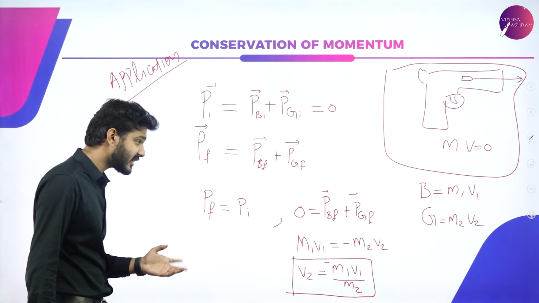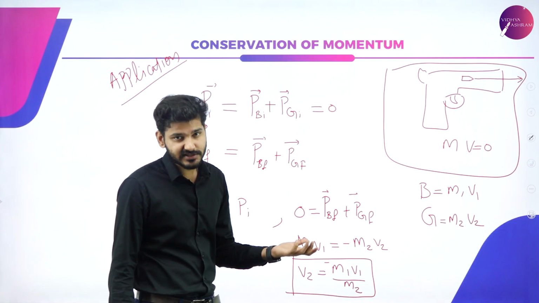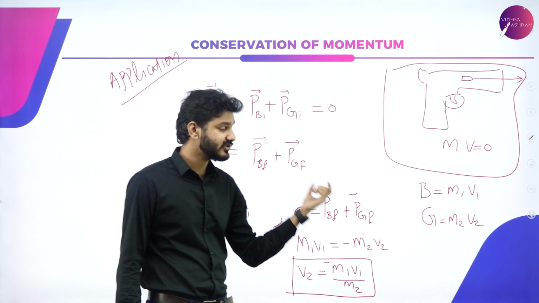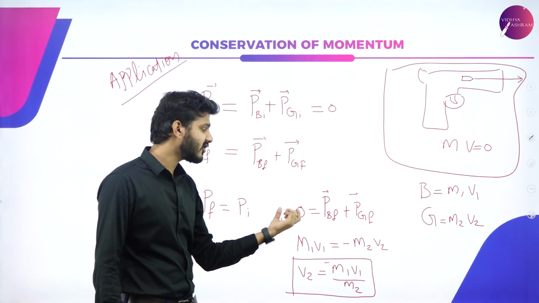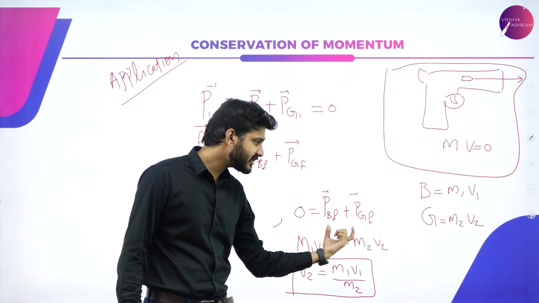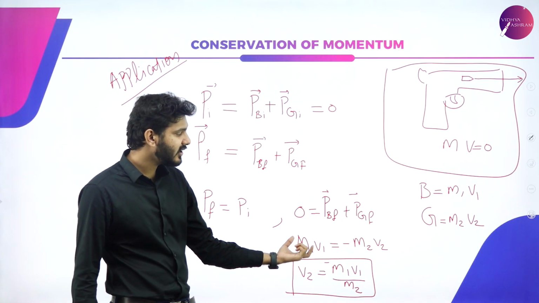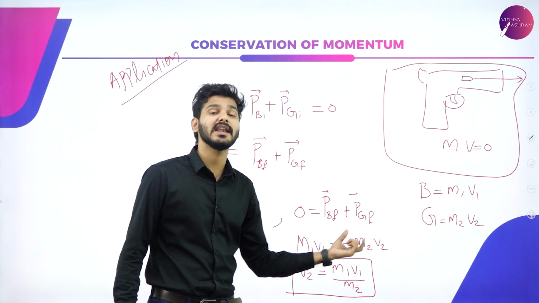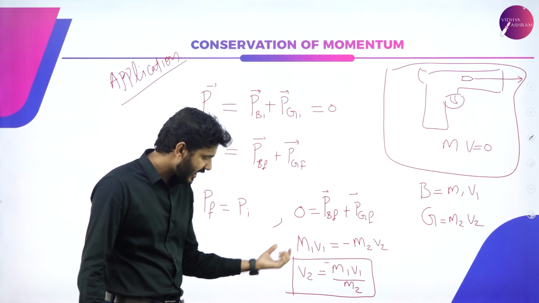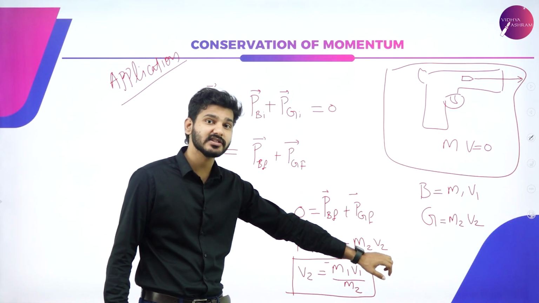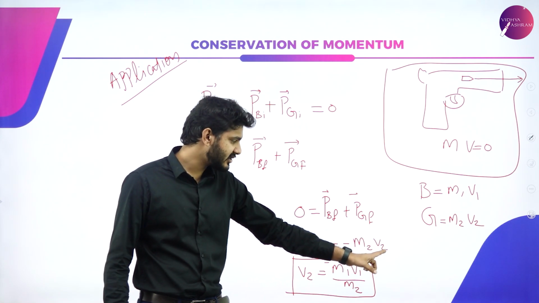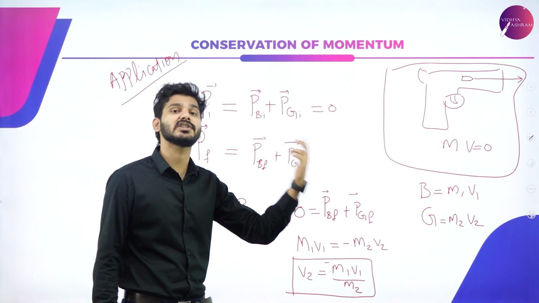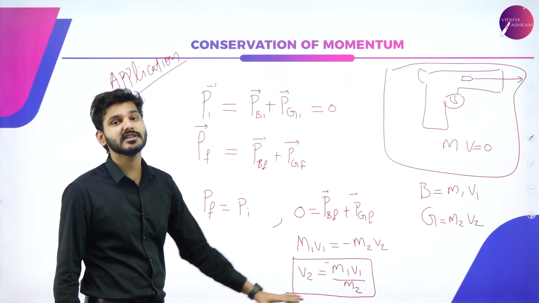Since net momentum is conserved, initial momentum will be equal to final momentum. Since initial momentum is 0, 0 will be equal to final momentum. Final momentum can be written as m1 v1 plus m2 v2. Rearranging, m1 v1 will be equal to negative m2 v2. If I want to know the velocity of the gun or the bullet, I can just rearrange the equation and find out the velocity of the gun recoiling or the bullet traveling. Anything can be found out using this particular equation.